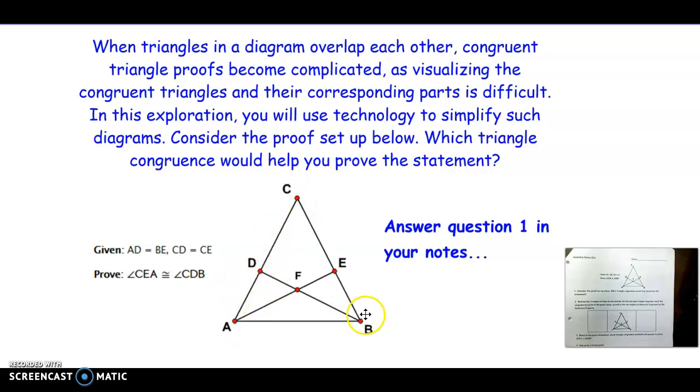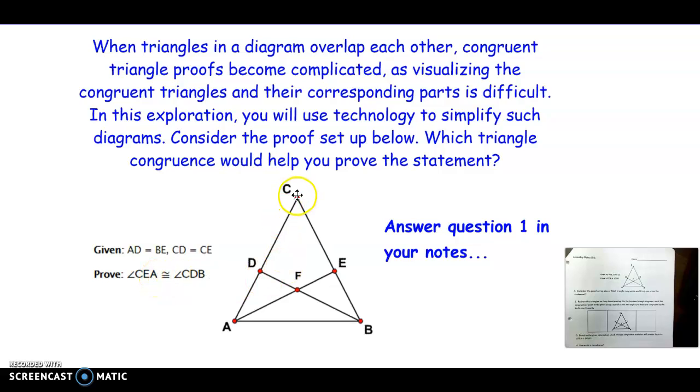You have this figure, but we have several triangles that are involved in this figure. If you look at the given information, you're given AD and BE as being equal to each other, and CD and CE as being equal to each other. We're trying to prove some angles are congruent. In order to prove those angles are congruent, we want to prove triangles are congruent first, and then use CPCTC in order to say these corresponding parts are also congruent.